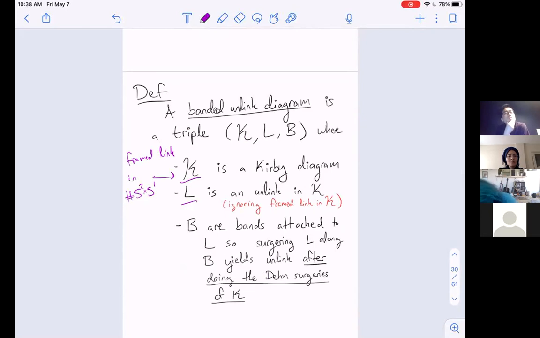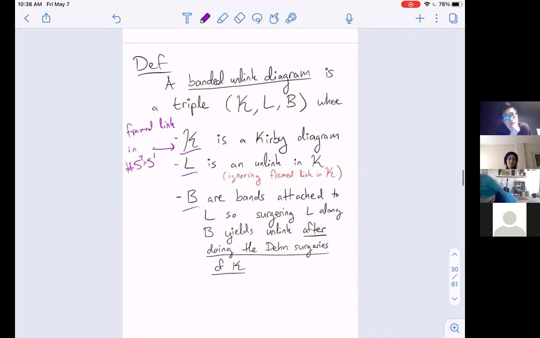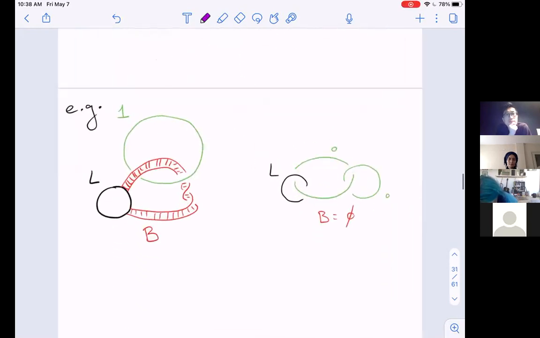So L is an unlink. And these bands should be attached to L. And now the condition is that if I surger L along B and I do the two-handle surgeries, I should get an unlink. So I drew an example of that because that's complicated.